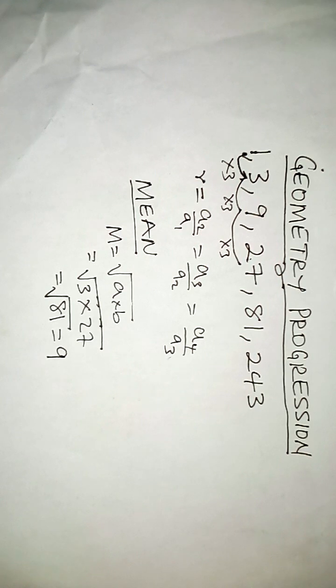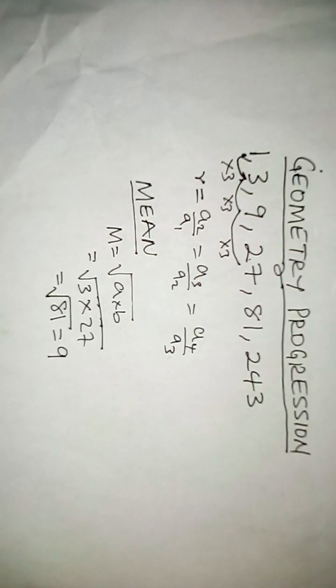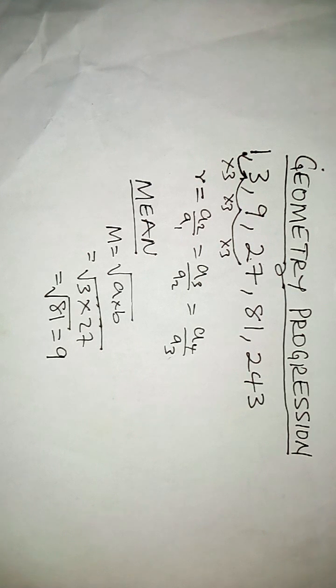This simply means that the mean will always give you the middle term between the two terms under consideration. For this case, we are considering the second term and the fourth term. So 9 is the middle number between the second term and the fourth term. So that is our mean. This is how we calculate our mean in geometry sequence.